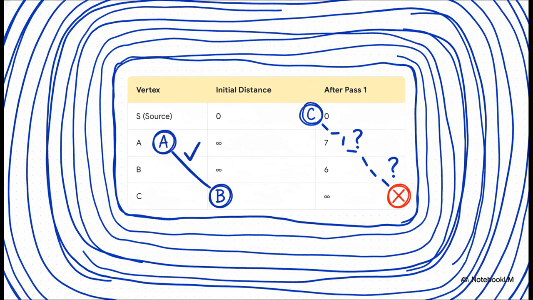And you can see the result right here. The cost information is starting to spread out from the source, kind of like ripples in a pond. After just one pass, we've updated our map. We now know the cheapest way to get to location A is 7 and to B is 6. But notice C, it's still infinity. Why? Because you can't get there in just one hop from the start.